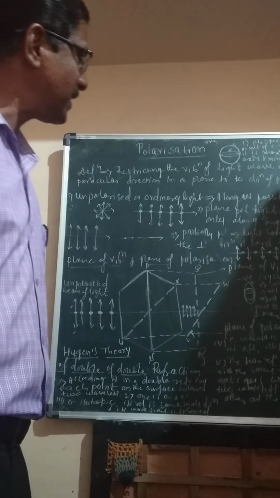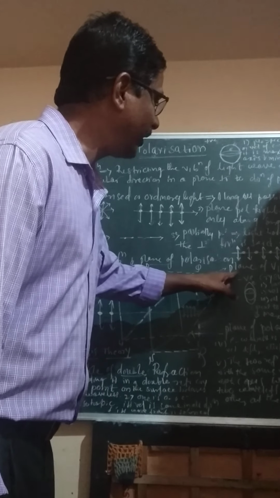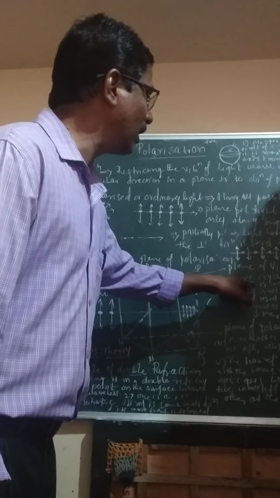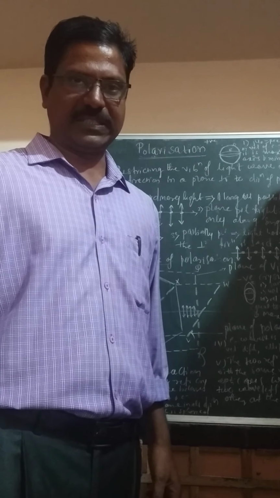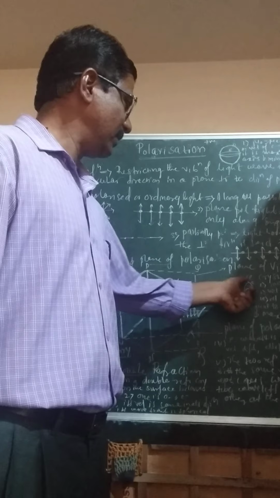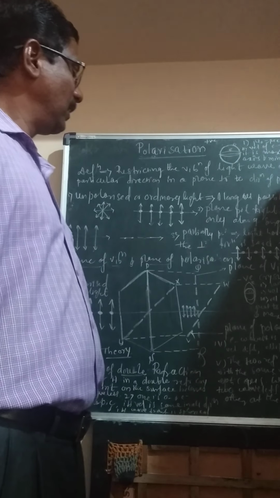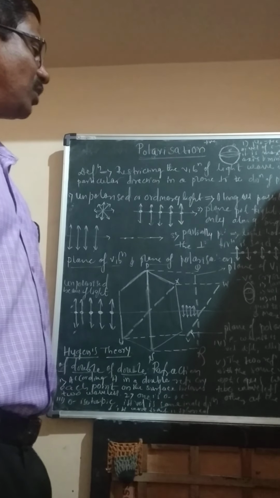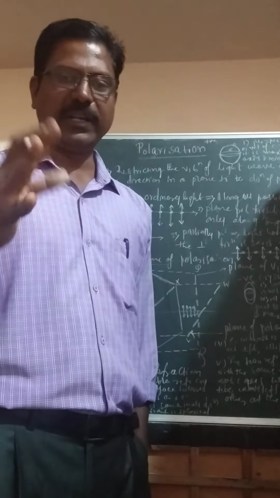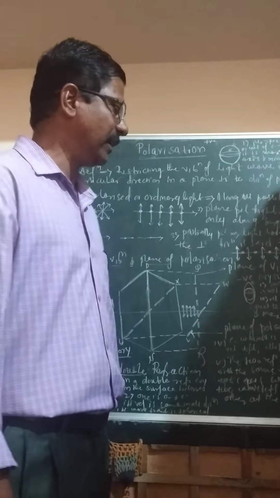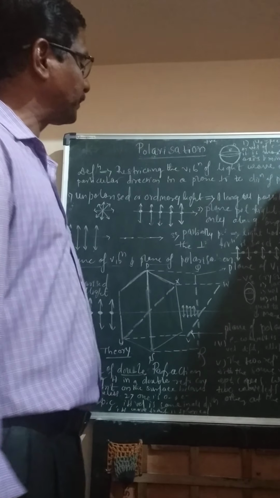Next, the velocity of ordinary rays is the same along all directions inside the crystal. In the case of negative crystals, the velocity of ordinary is the same in all directions. That's why the refractive index of ordinary rays remains constant inside negative crystals.